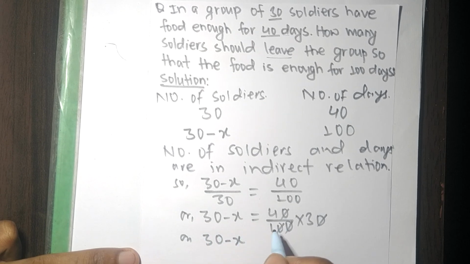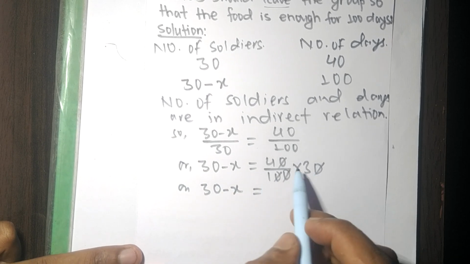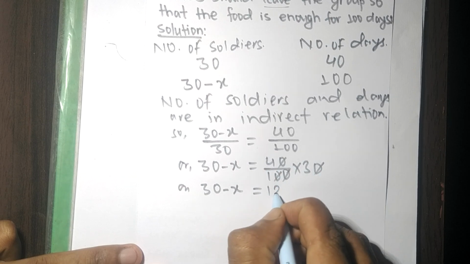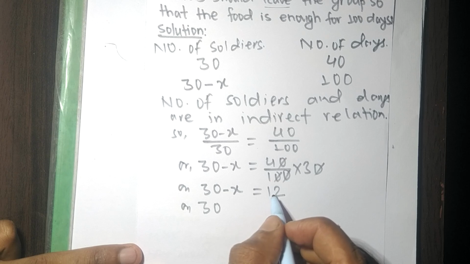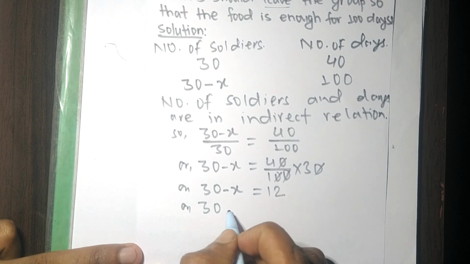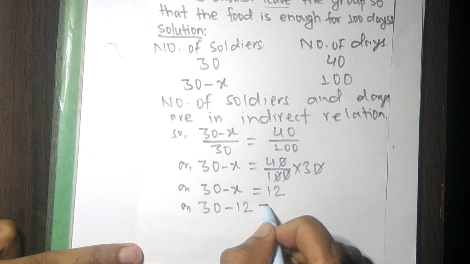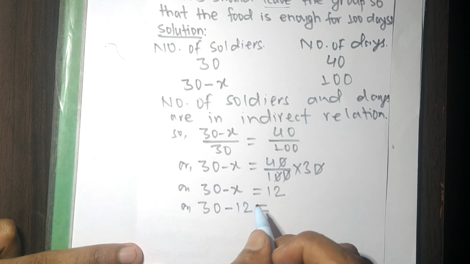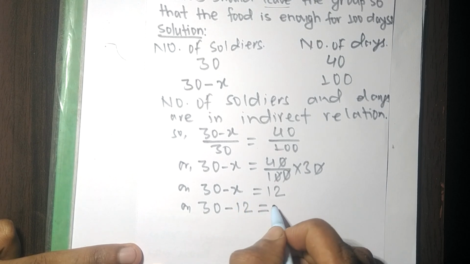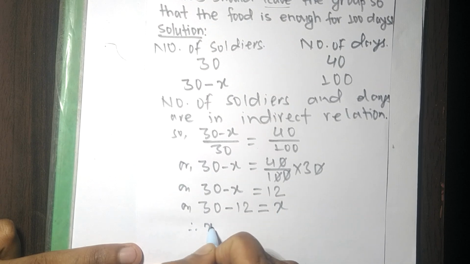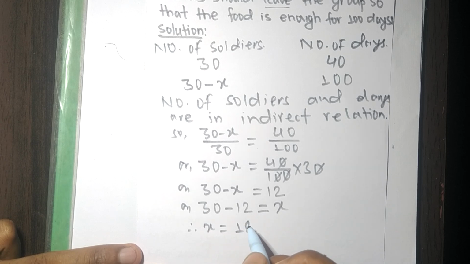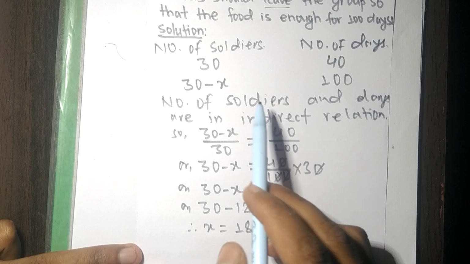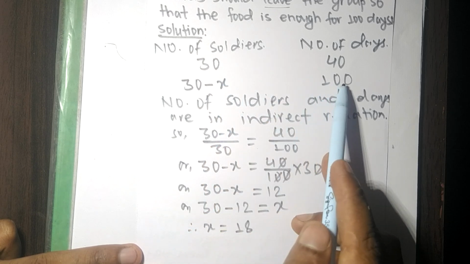So 30 minus x is equal to, 4 times 3 means it is 12. So here we have 30, and this 12, which is plus, moves to this side and becomes minus, and this x, which is minus, moves to the opposite side and becomes plus. So x is equal to 30 minus 12, which is 18. So 18 soldiers should leave the camp so that the food is enough for 100 days.